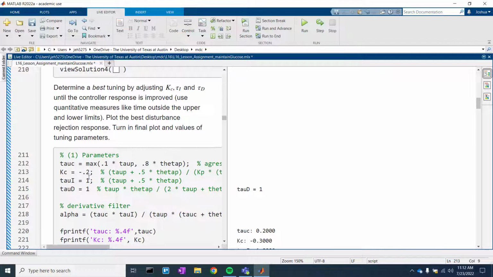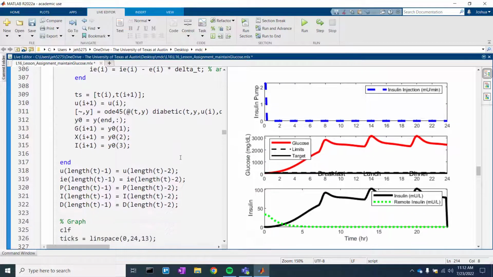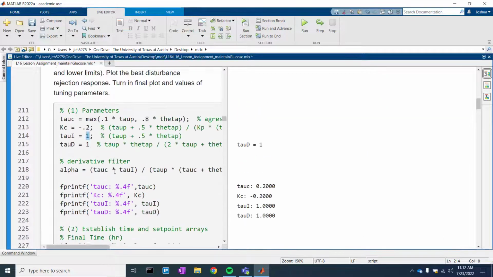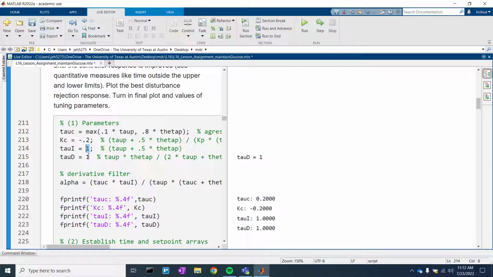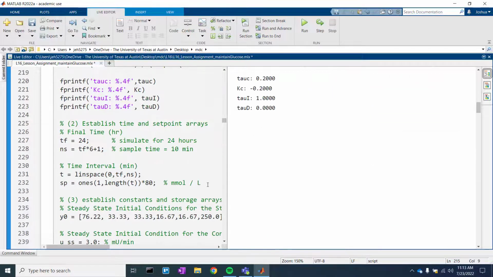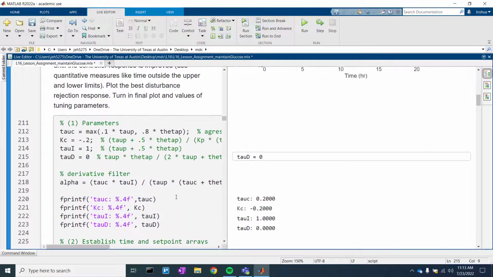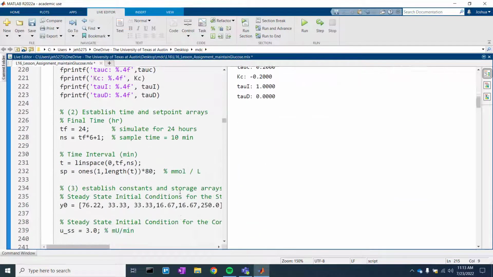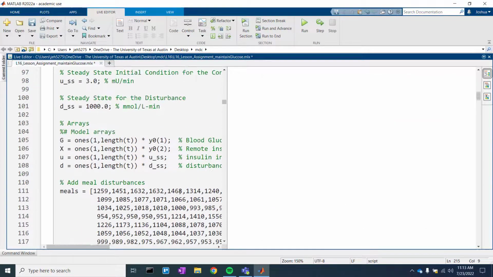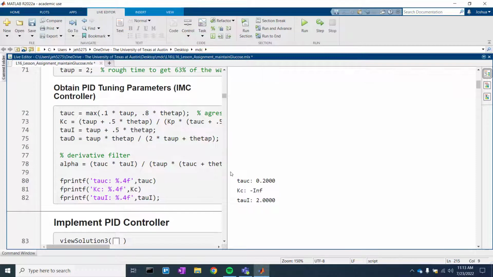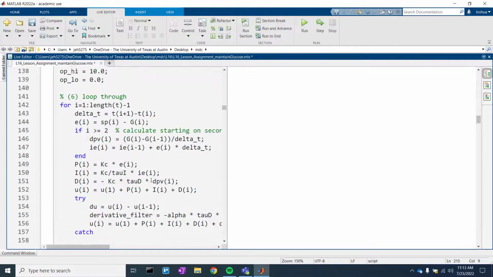So we'll change it to negative 0.2 again. Our tau I we'll leave at 0.1. And we'll get rid of our derivative control, see if that helps. It must output some in the next one. So we'll come back up here. I'm going to just take these constants we had before. Kc is now negative infinity up here. That's interesting. That would cause a lot of instability.